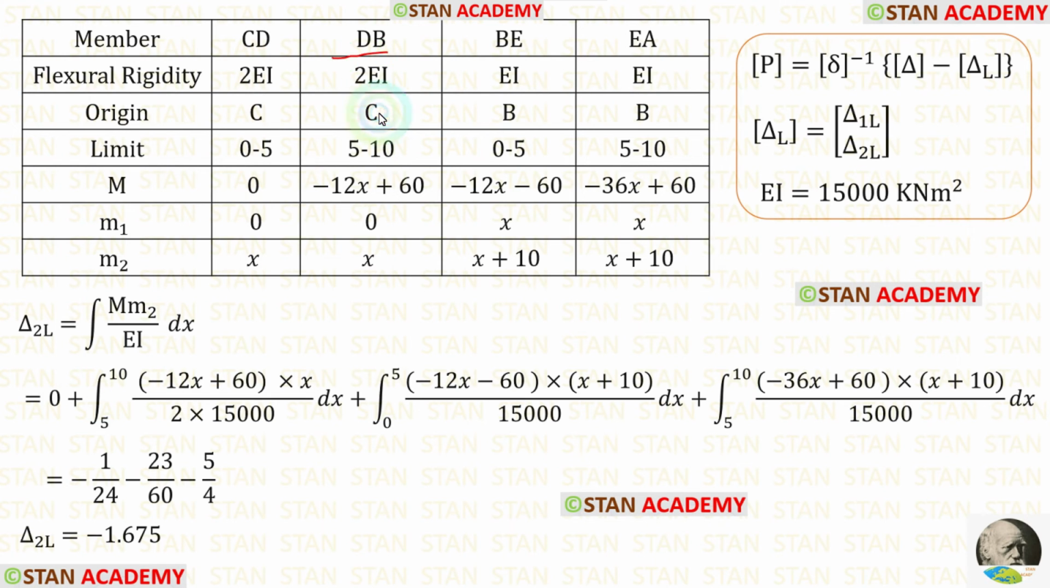For DB, the limit is 5 to 10. For DB, the flexural rigidity is 2EI. So we have to multiply the EI value with 2. In the integrations, let us apply the values of M and M2.